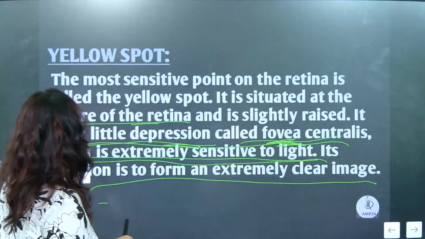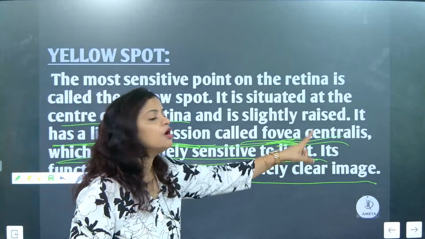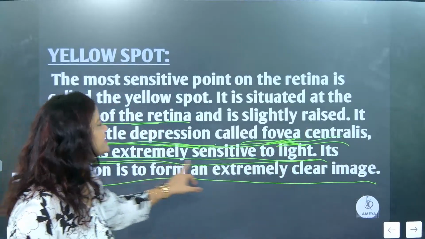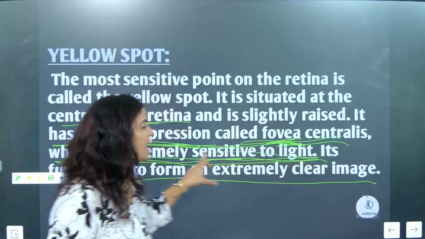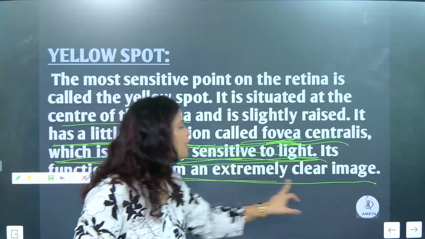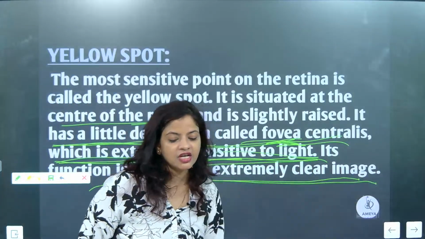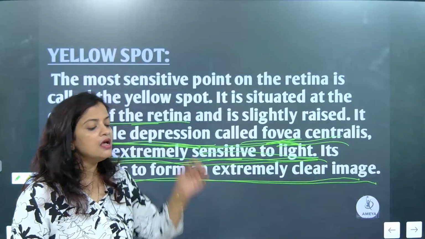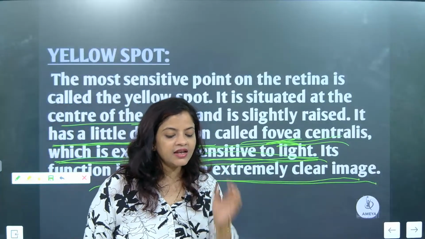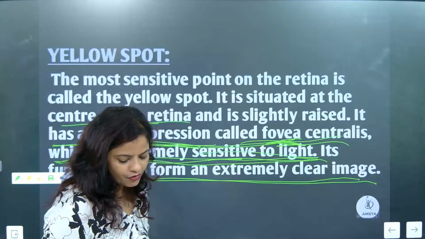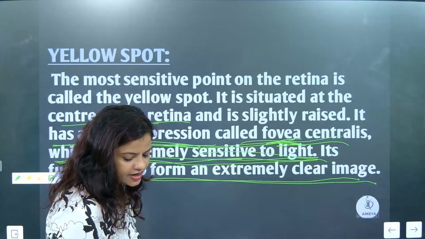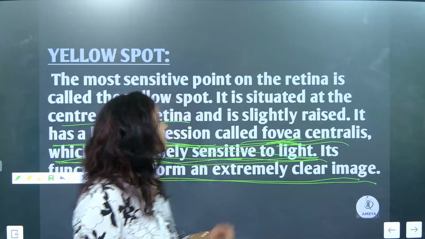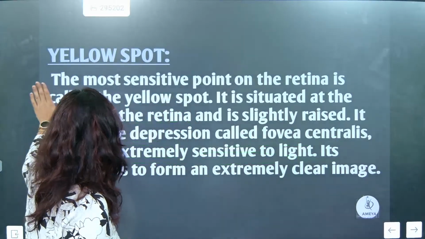Understood? It is a little depression called fovea centralis. It is extremely sensitive to light. Its function is to form extremely clear image. Its function is to form what beta? Extremely clear image. Understood children?